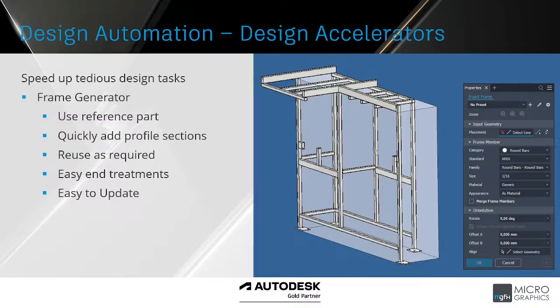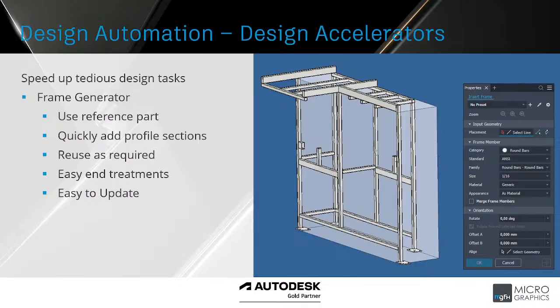Most often this is used for your standard steel cross sections: square tube, rectangular tube, I-beams, channels, angles, etc. And this reference part can be used to place down those steel frame members. It allows you to quickly add these selected profile sections. You can choose the standard, the cross section, the size, material, appearance, and even position of these objects.